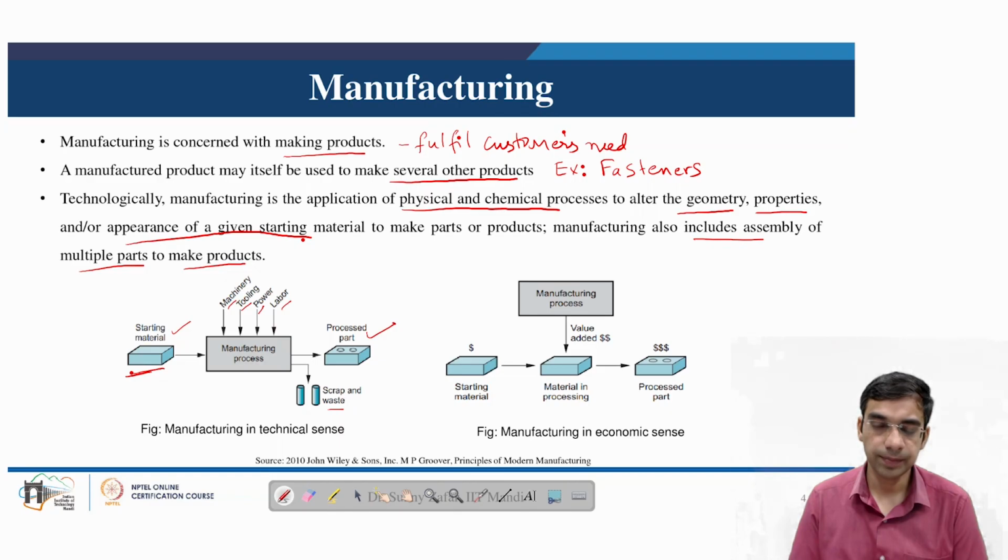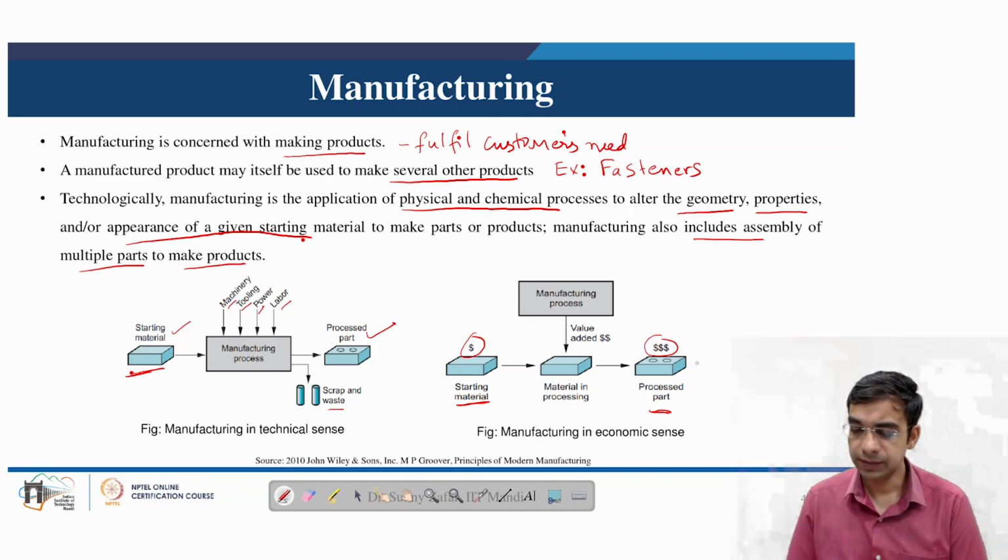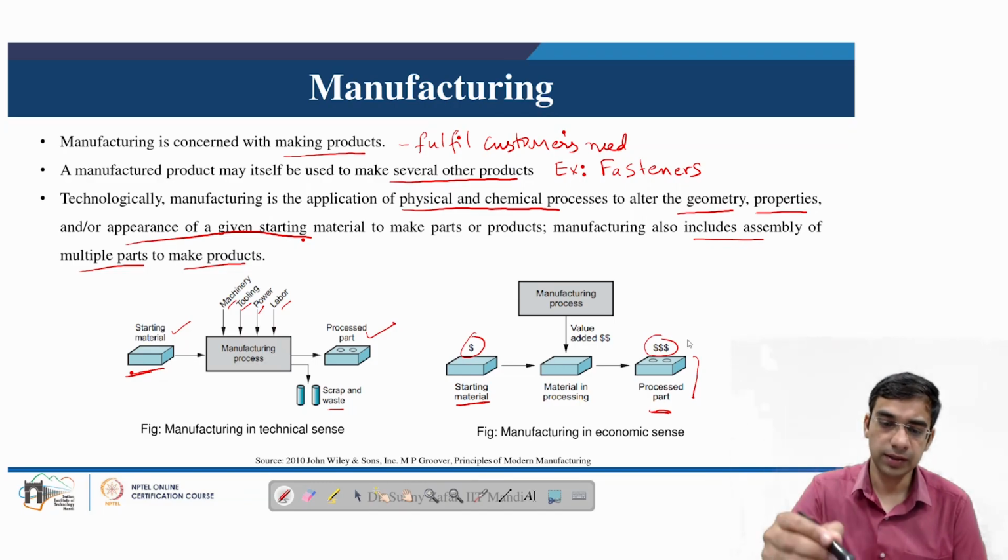Some manufacturing processes may not produce scrap or waste. In an economic sense, we are adding value to the material from the starting material, and when we reach the processed part, the value of this material increases. Once the company sells this processed product to the customer, it also generates profit according to the needs of the customer.